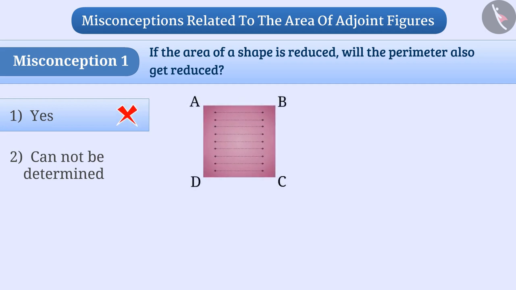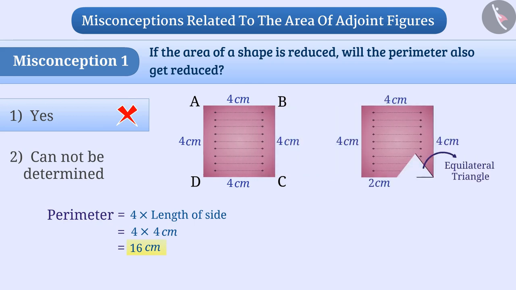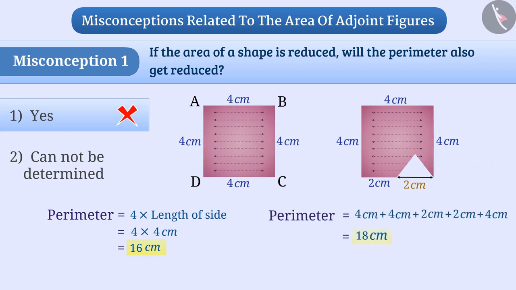Suppose we took a square paper of side 4 cm. Its perimeter will be 4 multiplied by the length of side, which is equal to 16 cm. If we remove an equilateral triangle of side 2 cm from this paper, then the area of the remaining shape will be less than before. But now, the perimeter of the shape will be 18 cm. So, in this case, perimeter increases and area of the figure decreases.